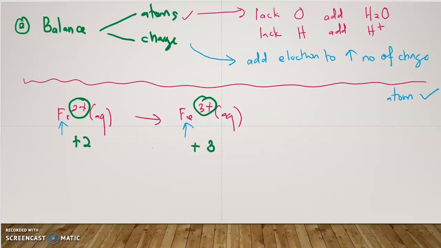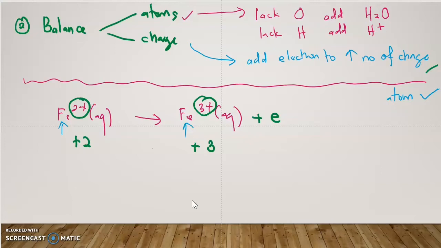If we look at the second statement, add electron to the higher number of charge. When we compare, Fe3+ has a higher number of charge compared to Fe2+. So we have to add an electron here. How many electrons do we have to add? We add 1 electron to make sure it is similar with the Fe2+.